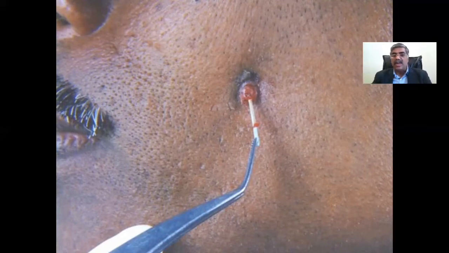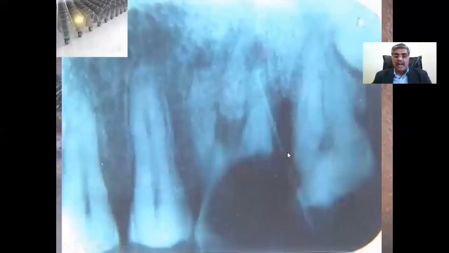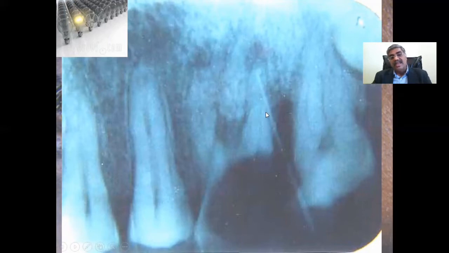So it went without any resistance, and the IOPA shows that the GP point, or the gutta-percha point, went inside to the periapical region of the distobuccal root of the maxillary first molar, suggestive of a chronic periapical abscess with a draining extraoral sinus.